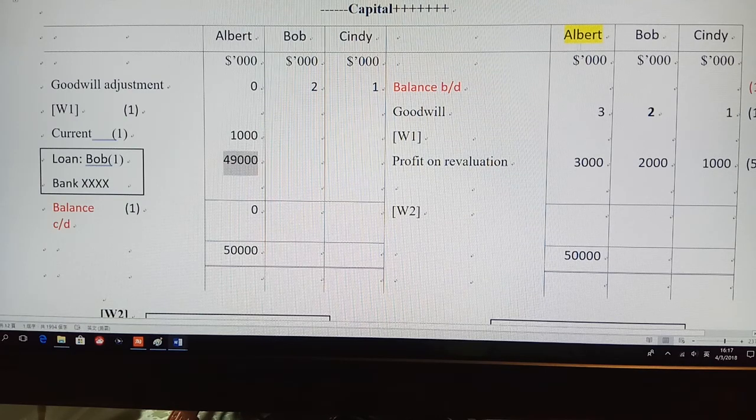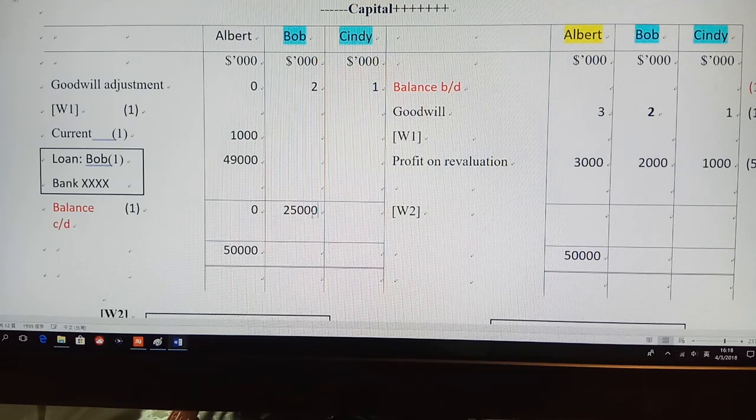But remember for the other partners, Bob and Cindy, look at this. Remember the current account of Bob and Cindy should not be touched because they continue to do business. They will not get back their current account. But they should have some amount, for example the balance carried on. You should calculate this, which should be the opening balance of the new partnership after Albert has left.